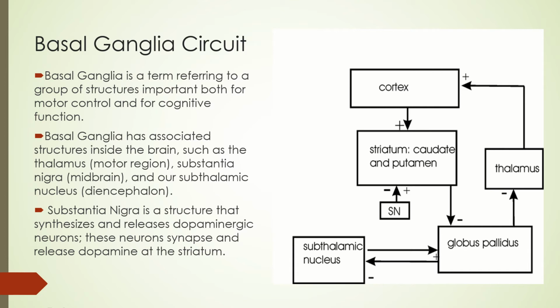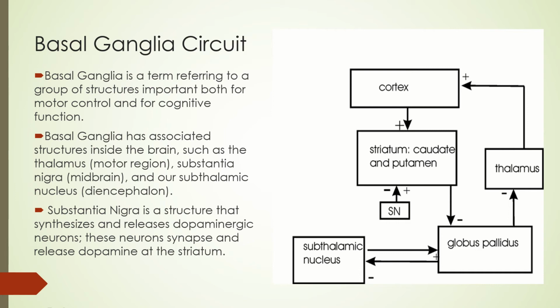So the basal ganglia is a term referring to a group of structures important both for motor control and for cognitive function. Basal ganglia has associated structures inside the brain, such as the thalamus, which is our motor region, the substantia nigra, which is in the midbrain, which will be shown later on, and the subthalamic nucleus, which stems from the diencephalon. During embryonic development, the brain is divided into 5 segments. The second segment, known as the diencephalon, gives rise to the thalamus and the hypothalamus.